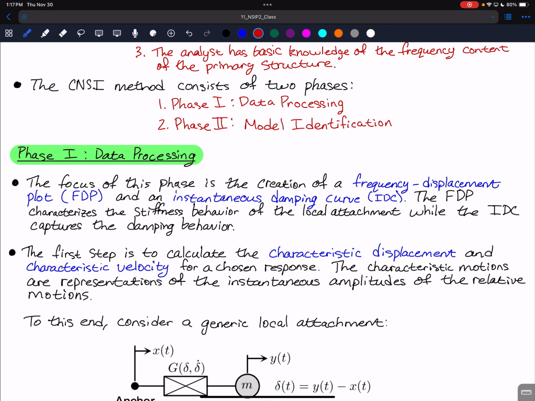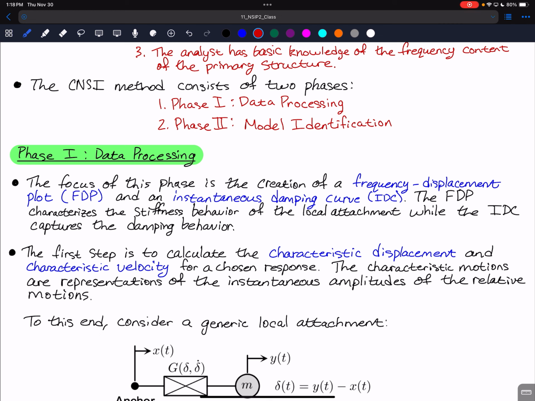Okay, so we're going to go through phase 1, then we'll go through phase 2, then we'll look at some examples. So the focus of phase 1 is to create what we call a frequency displacement plot, which is similar to a frequency energy plot, except now we're going to use displacements, and then also come up with an instantaneous damping curve. And so the idea is that the FDP will contain the information needed to characterize the stiffness behavior, and the damping curve will tell us what the damping is doing and allow us to model that.